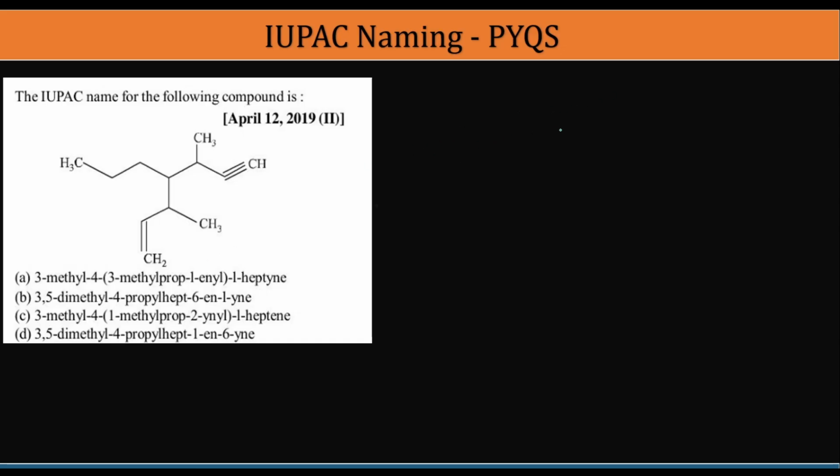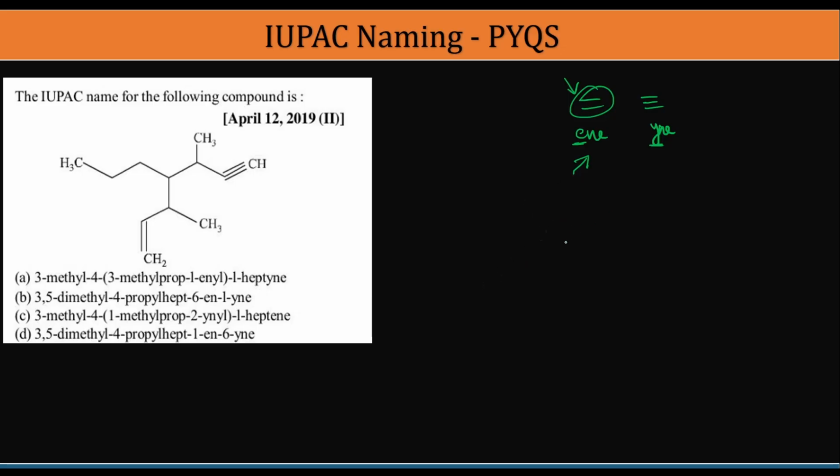Before explaining this question, let me tell you one thing. While giving priority order to double bond and triple bond: triple bond means yne, double bond means ene. So actually E comes first, then Y, right? So that's why we'll give priority to this double bond rather than this triple bond. Okay, this is the double bond. We'll give high priority to ene, then triple bond.